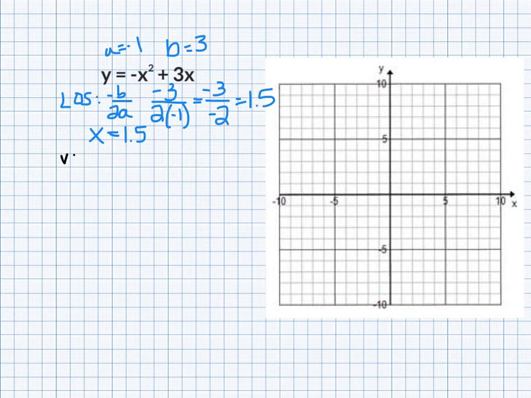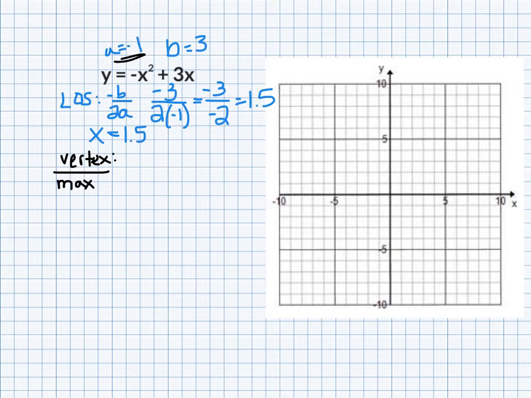So vertex, oh, sorry, that doesn't keep appearing. The vertex, so our a is negative 1, so it's a maximum vertex because a was a negative value. There's a negative in front of that.